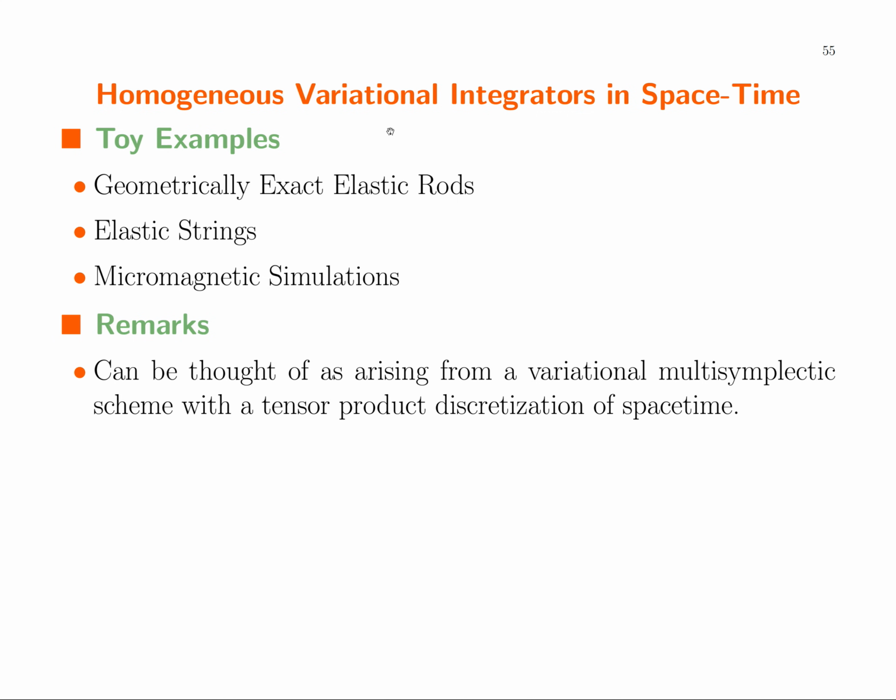So in any case, given this idea of multisymplectic geometry, you can extend it to a class of other problems. I'm going to look at a few toy examples on geometrically exact elastic rods, elastic strings, and micromagnetic simulations. You can think of this as arising from a variational multisymplectic scheme where you use a tensor product discretization of space-time. That basically means you discretize space and time separately, and then the discretization of space-time is obtained by taking the product of these.